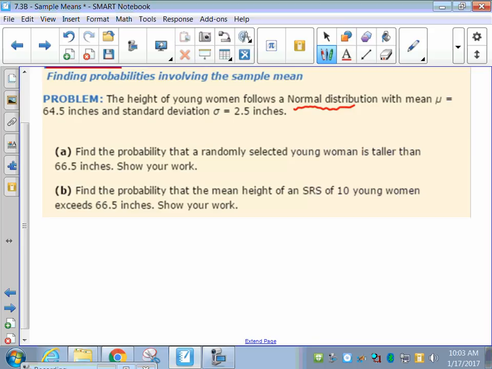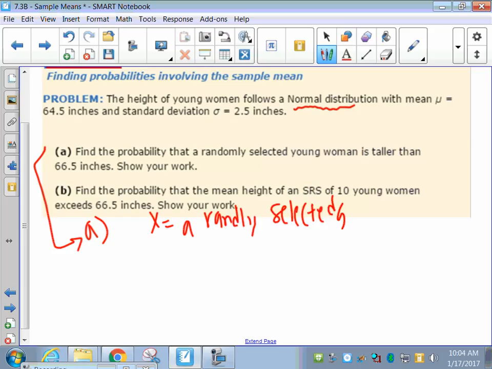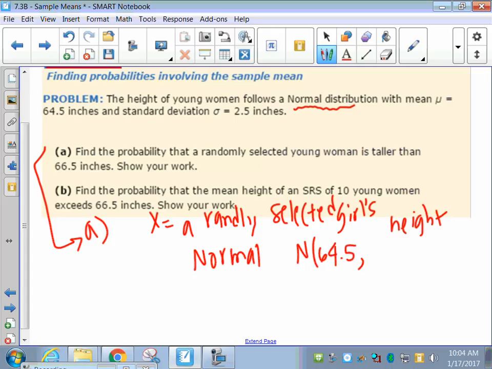So let X be the height of a randomly selected young woman for part A. You would want to define X, a randomly selected girl's height. There you go. The random variable X follows a normal distribution, right? So we know it's a normal distribution where we have a mean of 64.5 inches and a standard deviation of 2.5 inches. And so we can go ahead and use normal calculations.